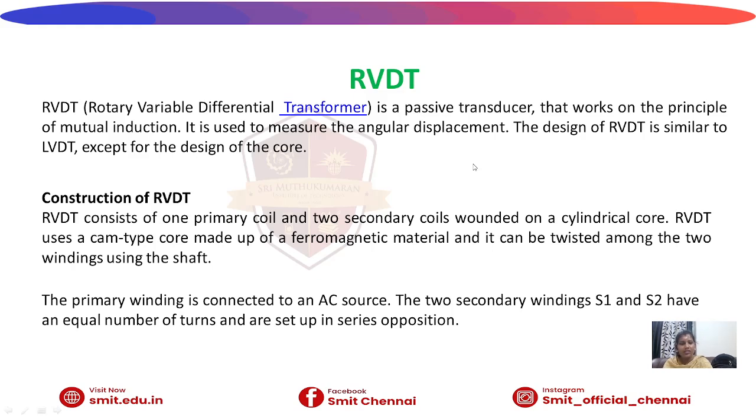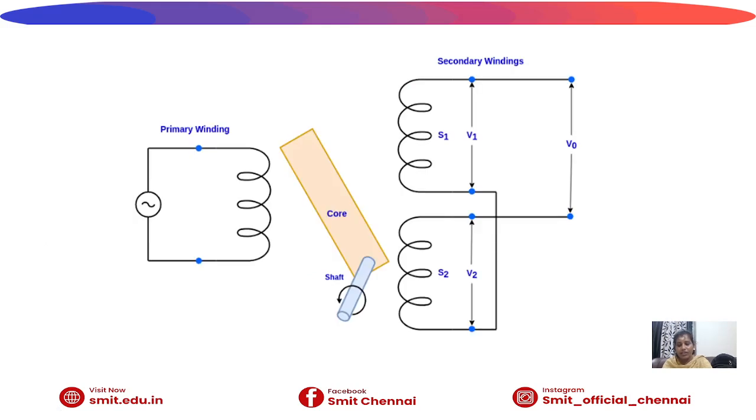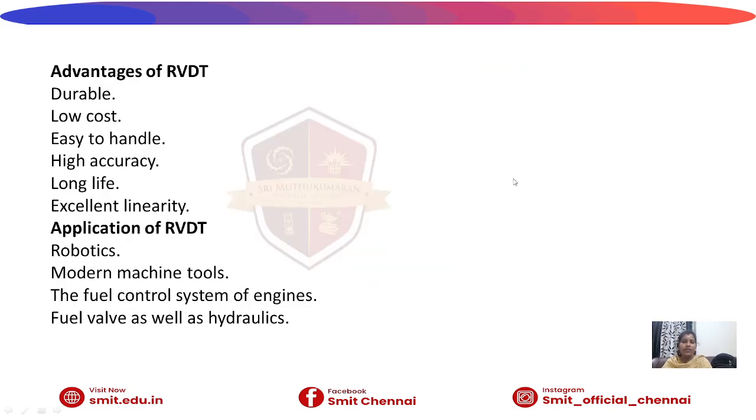All are the same as the LVDT, but the small difference is that here the core is attached to a shaft. It looks like a rotating shaft, right? This is the primary winding, and these two are the secondary windings, which are connected in series opposition, right? The same working principle and construction have to be written for this RVDT also, right?